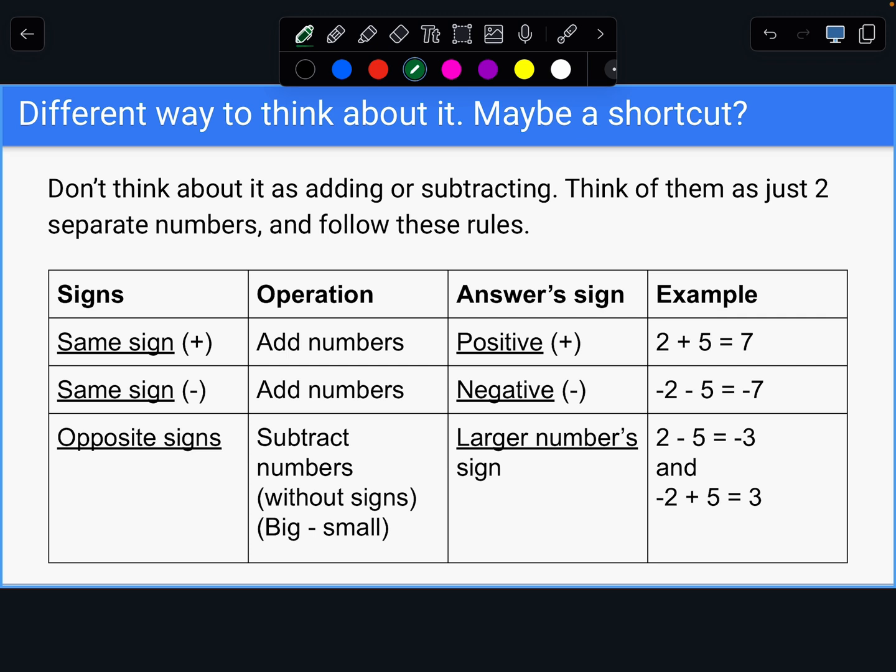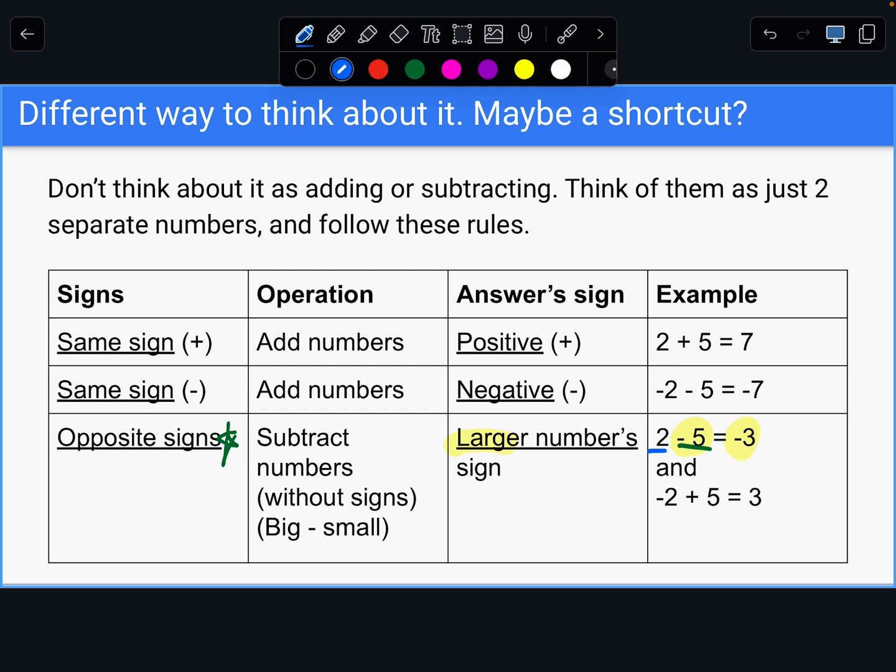So again, let's take a look at this example. Here we have a +2 and a -5. Those are opposite signs. So that means we're going to subtract them without the sign. So we just think of the 5 and we just think of the 2. 5 minus 2 is 3. But again, the rule says that we take the sign of the larger number. What number is larger? -5. So since the 5 is larger and the 5 was negative, that means our answer is now negative.